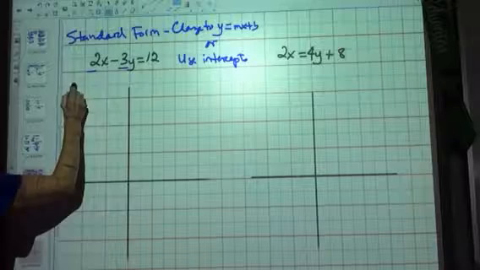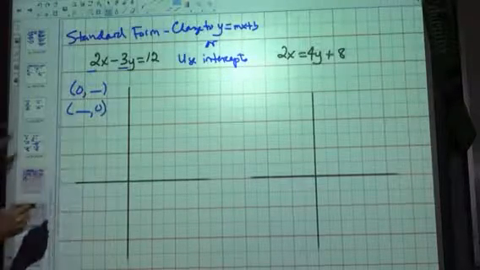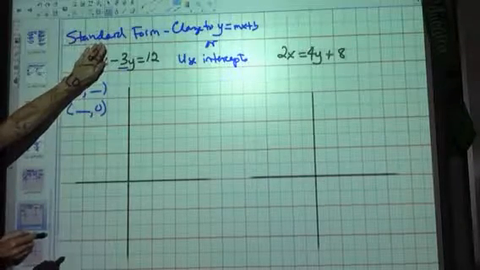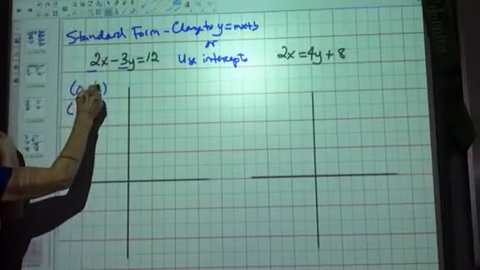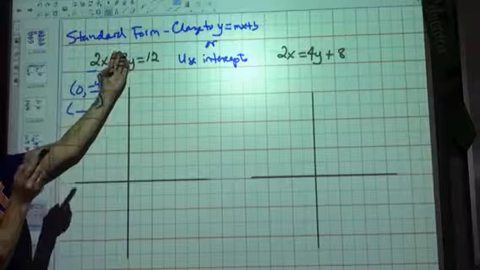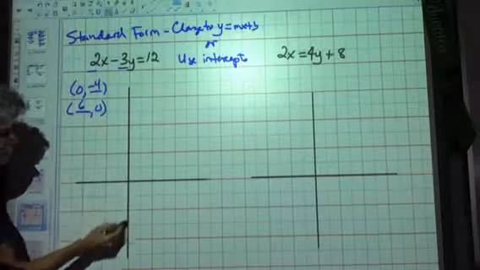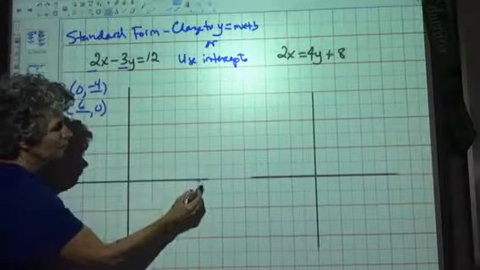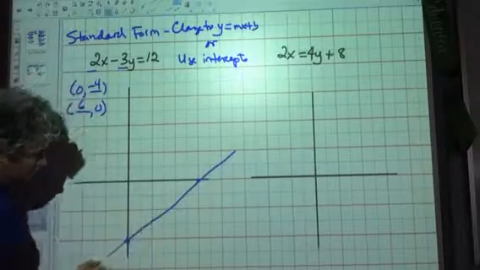The intercepts means, let's create 2 ordered pairs. Let's make the x 0 and then the y 0. So if x is 0, this whole term is gone. Negative 3 times what would be 12? That would be negative 4. And if y is 0, this whole term is gone. 2 times what is 12? That would be 6. So then I go to (0, negative 4) and (6, 0). And there's my line. It's definitely easier with a ruler.